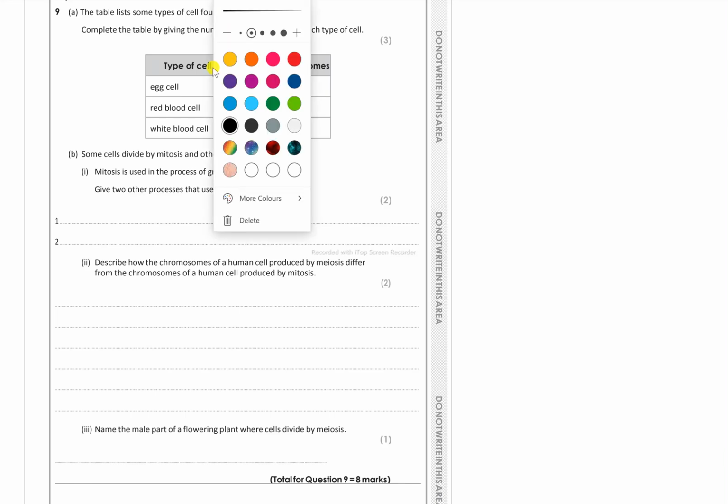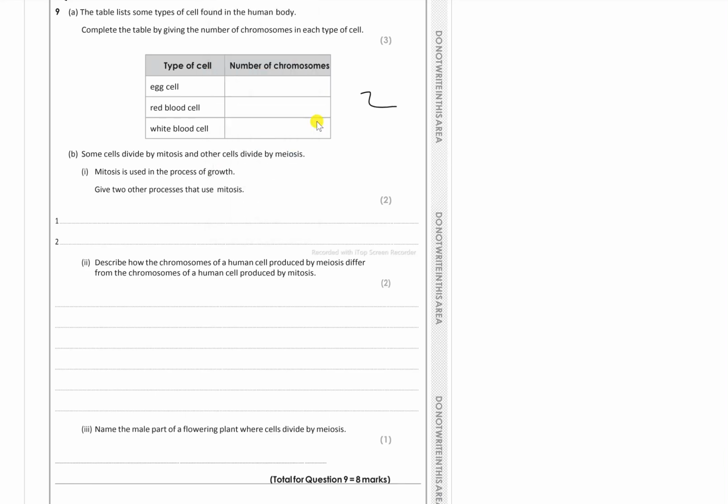So let's carry on with mitosis. Good, right, okay, we need to complete this table. Number of chromosomes an egg cell has is 23. That is called a haploid cell. Red blood cell has 0 chromosomes, and a white blood cell has 46 chromosomes.